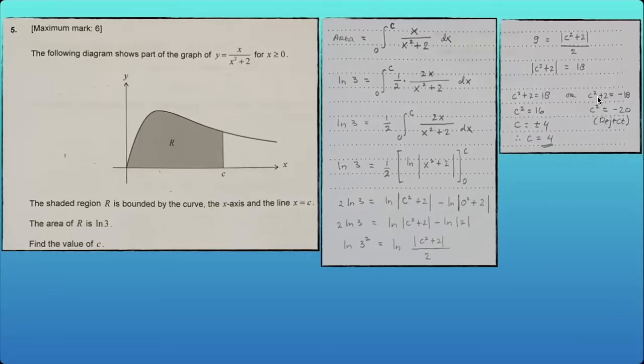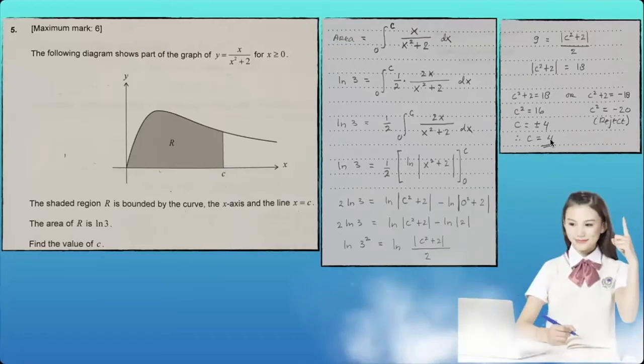Here we have c squared plus 2 is equal to negative 18. Subtract both sides by 2 to get c squared is equal to negative 20. So we reject this. Now moving on to this, we have c squared plus 2 is equal to 18. We subtract both sides by 2 to get c squared is equal to 16. C is equal to plus minus 4. Therefore, C is equal to 4, because here, C is located on the positive side of X. So we use C is equal to 4. So there you go.